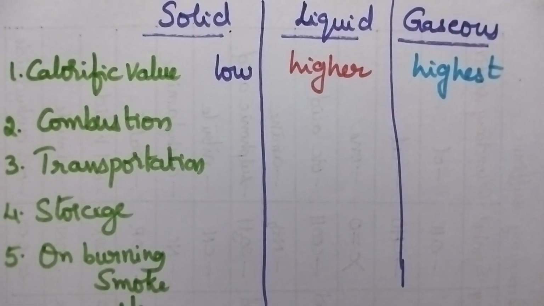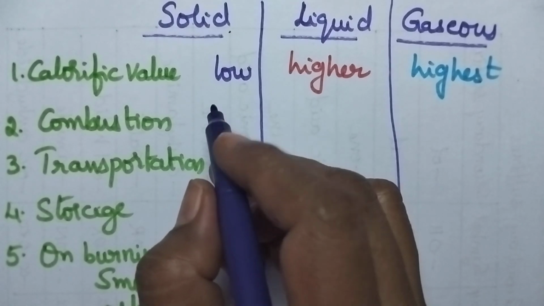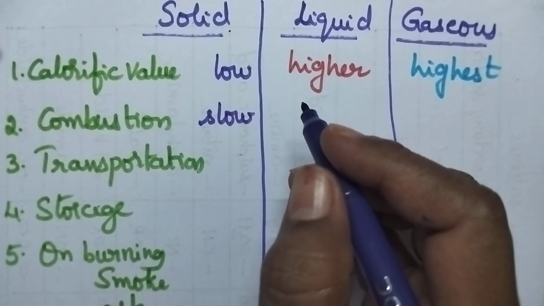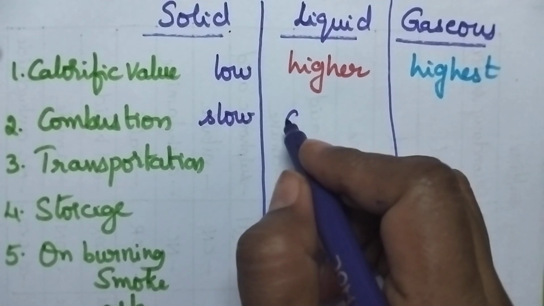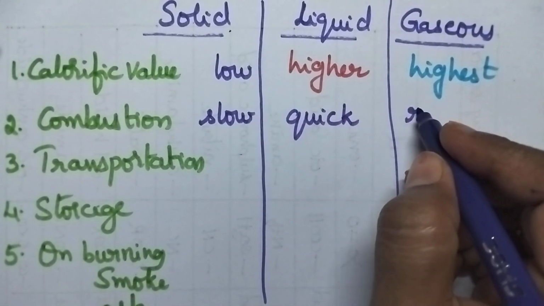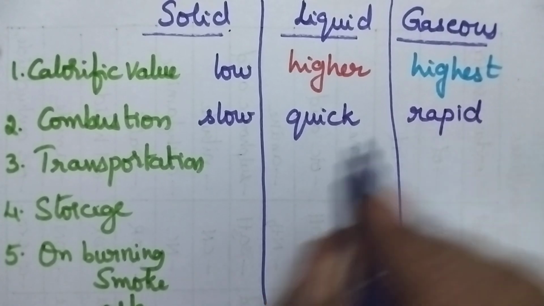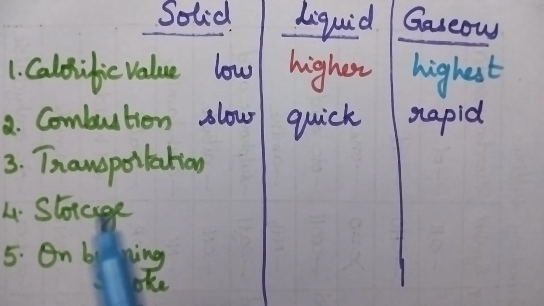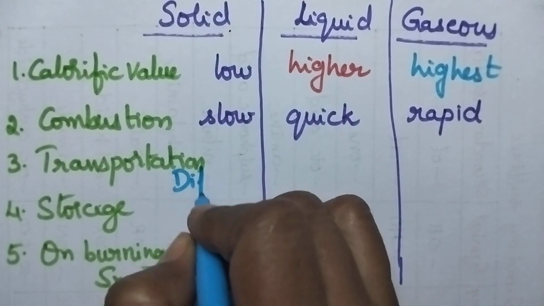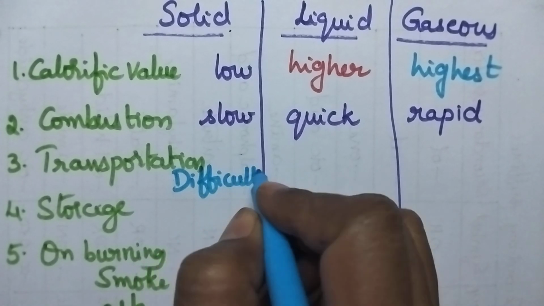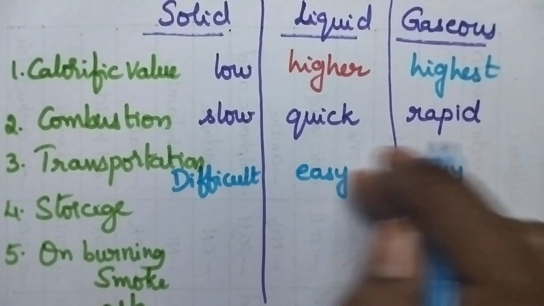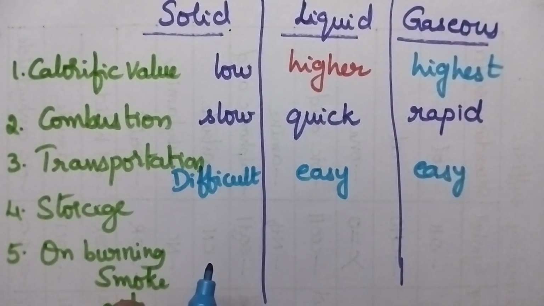Coming to the rate of combustion, here the solid fuels undergo combustion very slowly, whereas the liquid fuels undergo quick combustion. And coming to the gaseous fuel, the rate of combustion is very rapid. And coming to the transportation of solid fuels, here the transportation of solid fuels is somewhat difficult when compared with the liquid and gaseous fuels. They are very easy to transport.